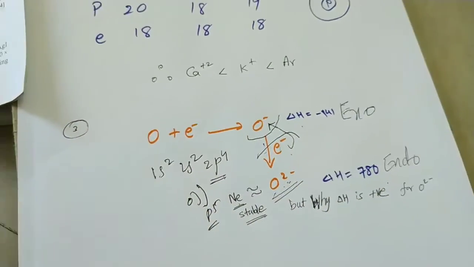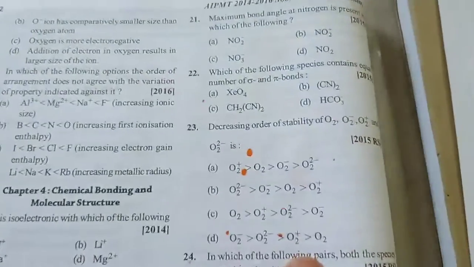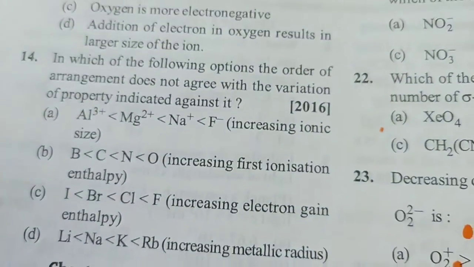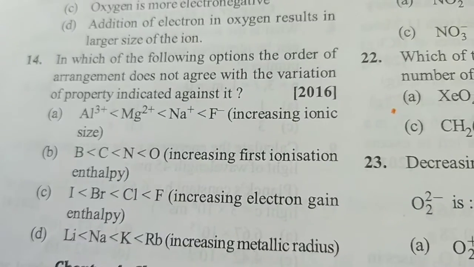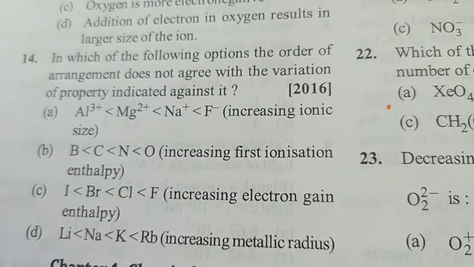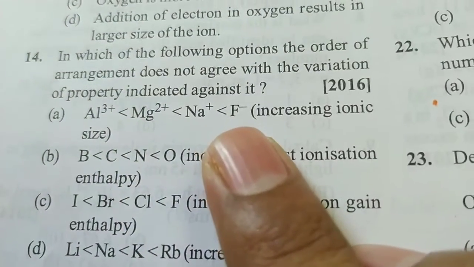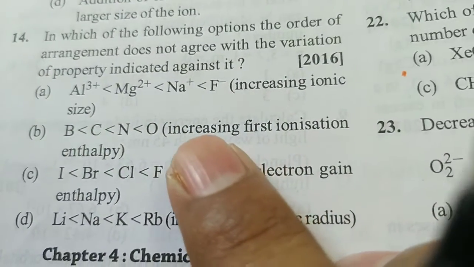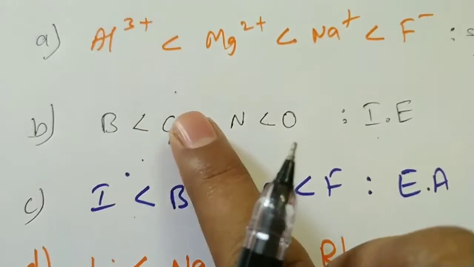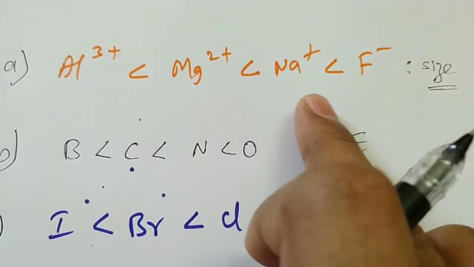Next, is it clear? So the next question is: in which of the following options does the order of arrangement not agree with the variation of property indicated against it? Just see whether these are correct or wrong, you have to predict. See the first option, aluminum plus 3 is smaller than magnesium plus 2, then sodium plus, then F minus.